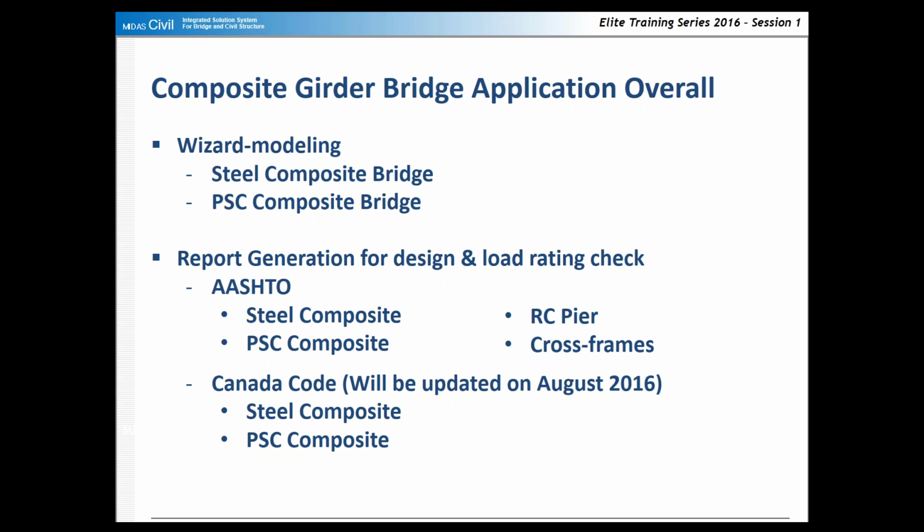At this moment, we currently support the design checking and load rating check for AASHTO. For AASHTO, you can check steel composite girder bridges and pre-stressed concrete composite girders. You can also check the design for the reinforced concrete pier, including the pier cap, so the substructure, or even just a common reinforced concrete beam or column, whichever the case is. And you can also check design and optimize design for the cross frames.